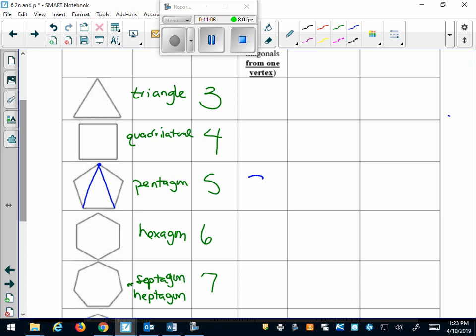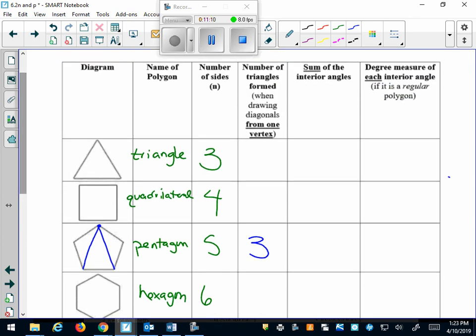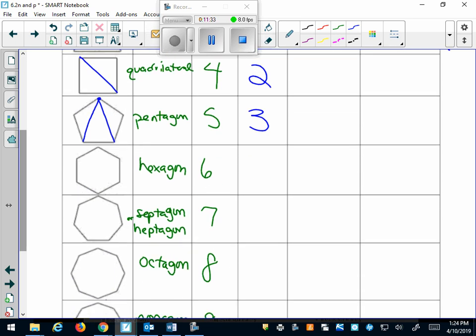3. Okay, so if I go back to triangles now, how many diagonals can I draw in a triangle? 0. How many triangles are formed? 1. How many diagonals can I draw in a quadrilateral? From one vertex, only 1. So how many triangles are formed? Okay, you're going to see a pattern here. Finish that column.